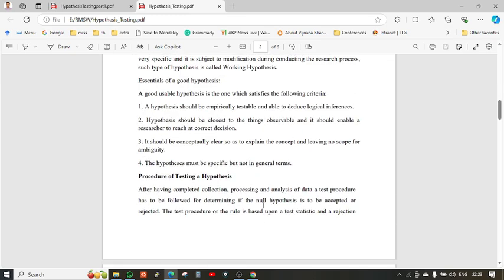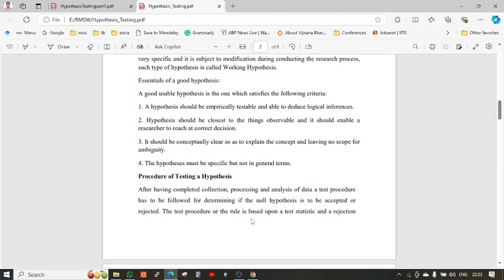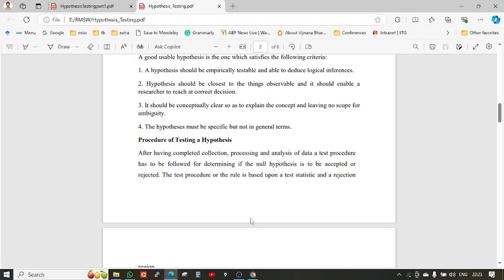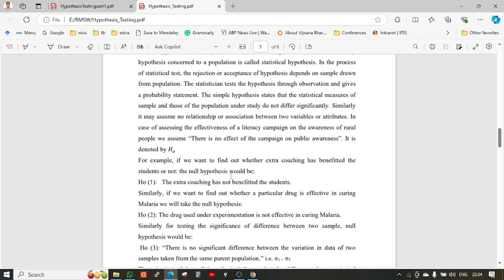So there are different procedures for hypothesis testing. Let's discuss one by one. The test procedure should be followed by setting up a null hypothesis and the alternative hypothesis. We have already discussed this. Just read this article again.